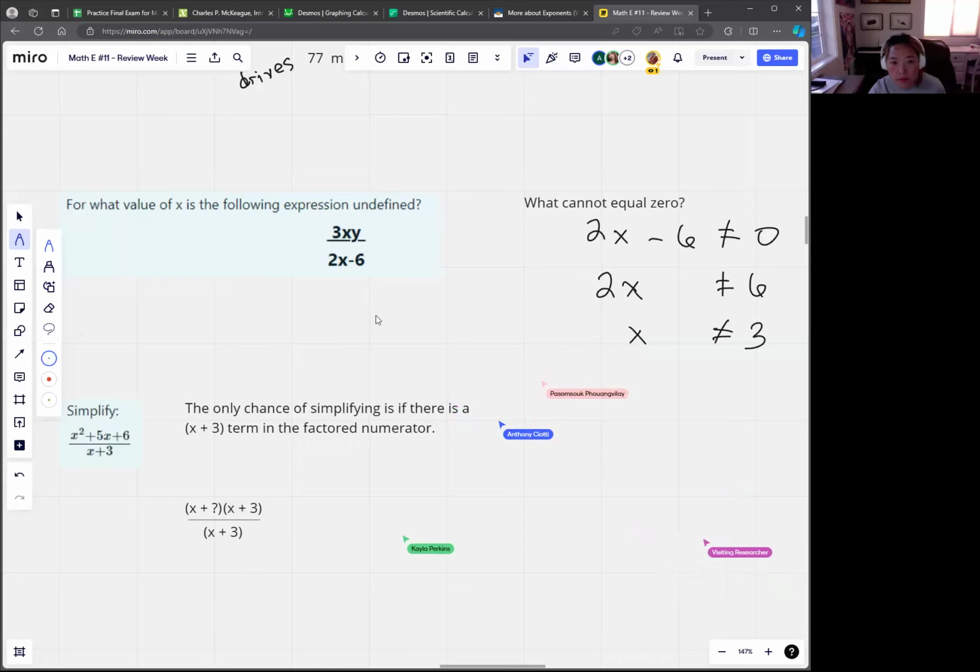So that's all you have to do for those. They're pretty easy. Often you can just look at it. 2x minus 6, if I plug in x is 3, that'll make it broken. Right?